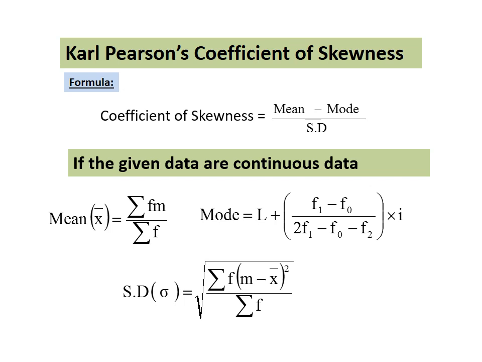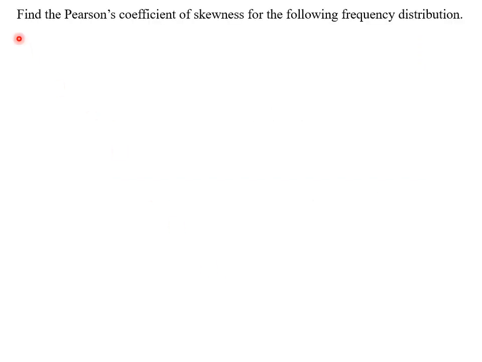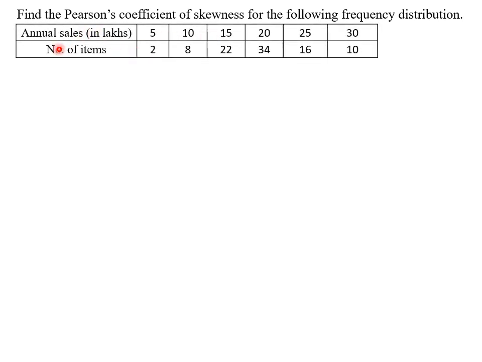Next we are going to see one numeric example for this problem. Find the Pearson coefficient of skewness for the following frequency distribution. Annual sales and number of items are given. For 5 it is given as 2, for 10 it is given as 8, for 15 it is given as 22. So for each and every annual sales we have the number of items. That means it comes under discrete data. We have to take annual sales as x and number of items as f.